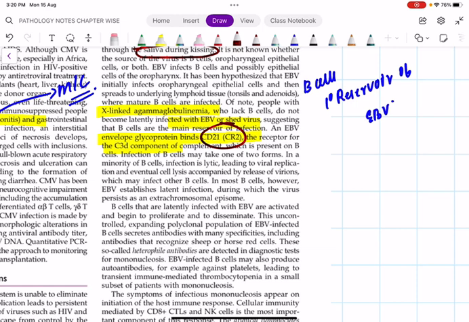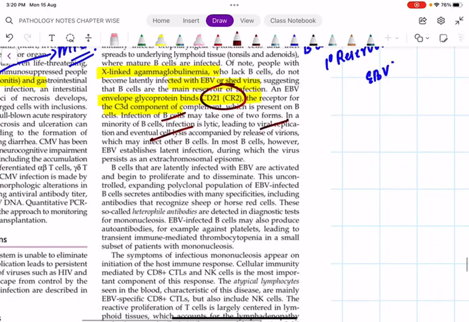Okay. So what will happen? These B cells will get infected. This will lead to viral replication, and finally the cell will undergo lysis. The virions will be released. Fine. Okay.